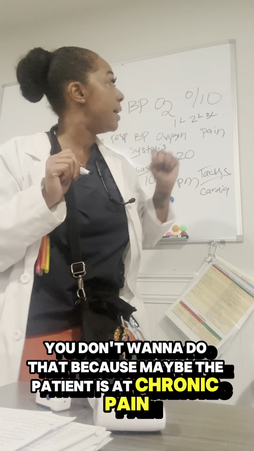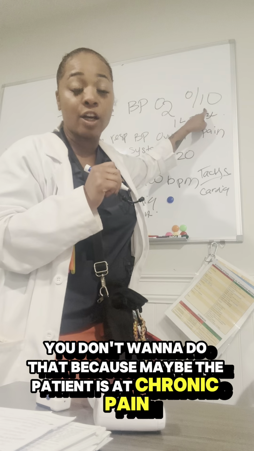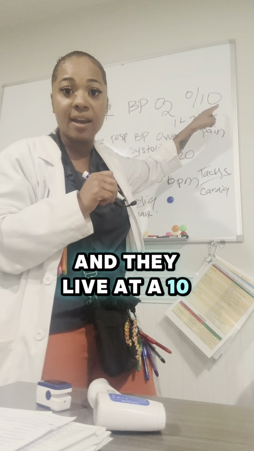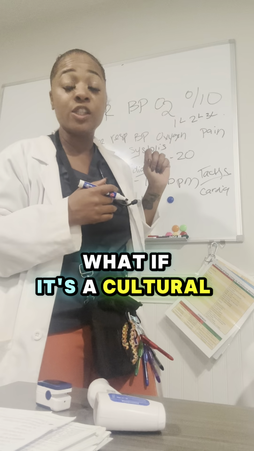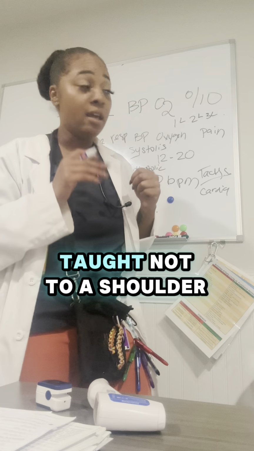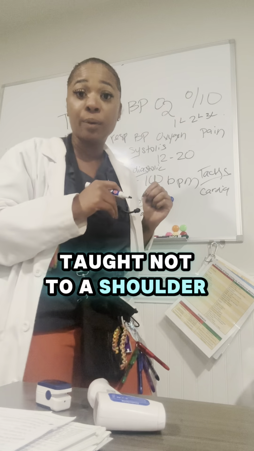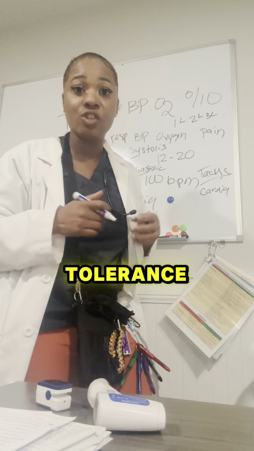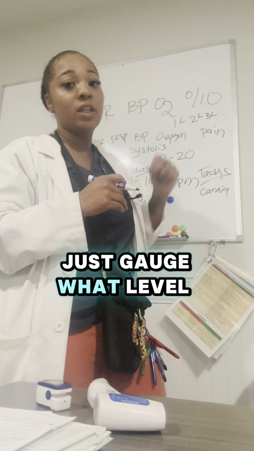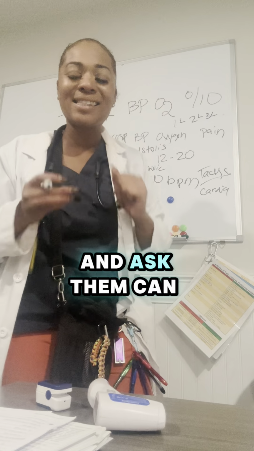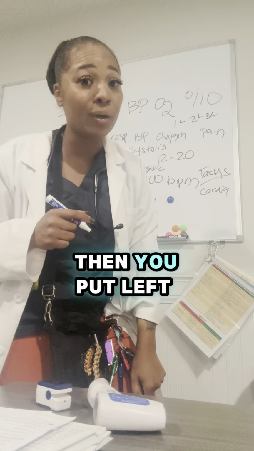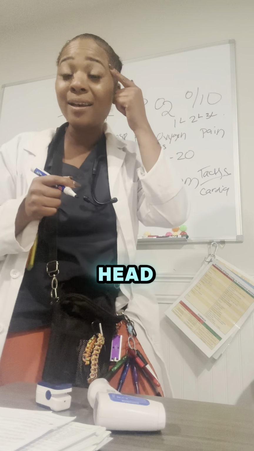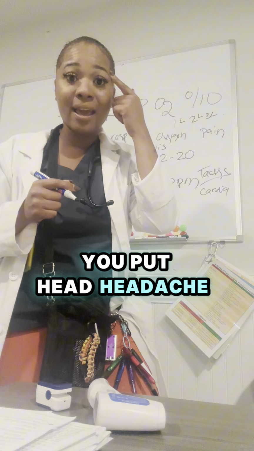You don't want to do that because maybe the patient is in chronic pain and they live at a 10 and they know how to just live and push through their pain. What if it's a cultural thing? What if they were taught not to show their pain? Maybe they have a high tolerance. So you always want to just gauge what level of pain the patient is at and ask them, can you please point to where the pain is? They point to the knee, then you put left knee. If they point to the head, you put headache, right?